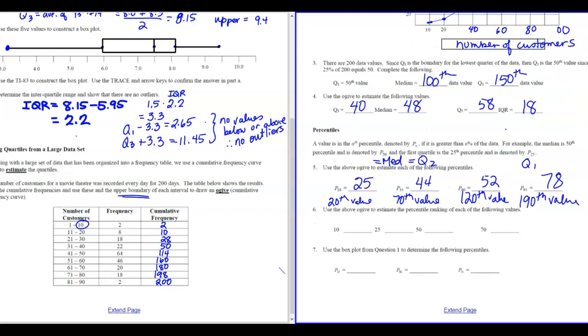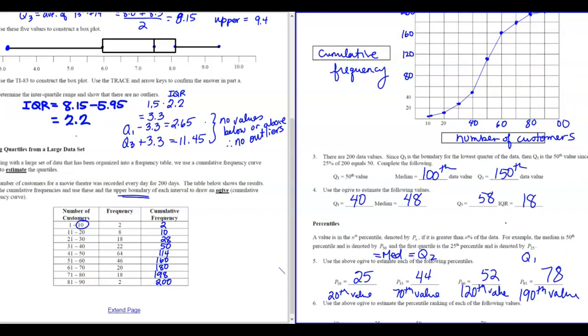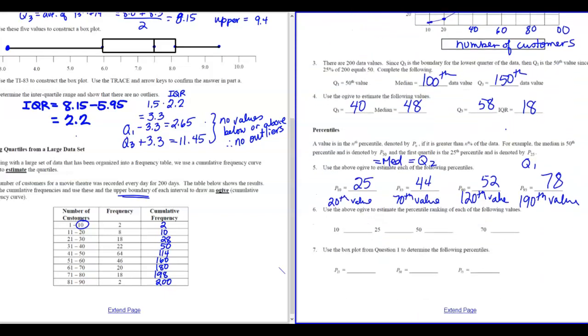Okay, now use the above ogive to estimate the percentile ranking of each of the following. We want to see the value of 10. So that's 10 customers going into the movie theater. What percentile ranking is that? Now we're starting at the X value. We actually graphed that, right? That's 10. That had a frequency of 2 out of 200. As a percent that's going to be 1%.